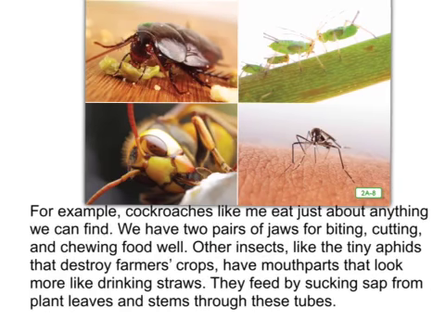For example, cockroaches like me eat just about anything we can find. We have 2 pairs of jaws for biting, cutting, and chewing food well. Other insects, like the tiny aphids that destroy farmers' crops, have mouth parts that look more like drinking straws. They feed by sucking sap from plant leaves and stems through these tubes.